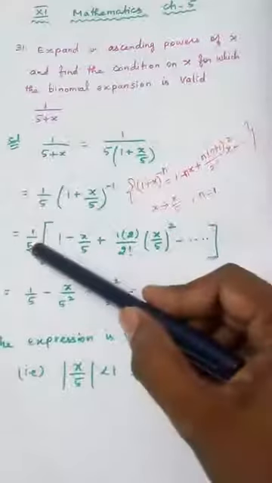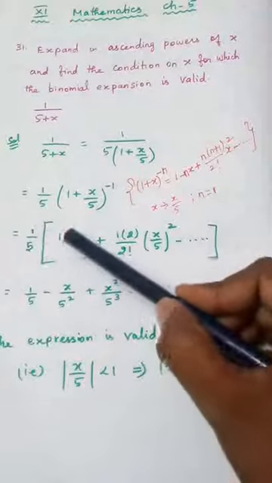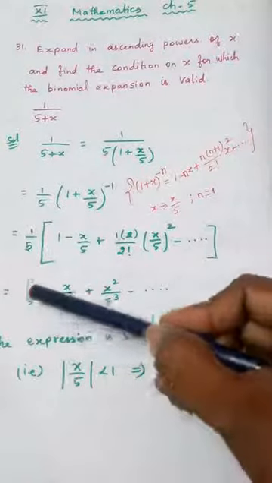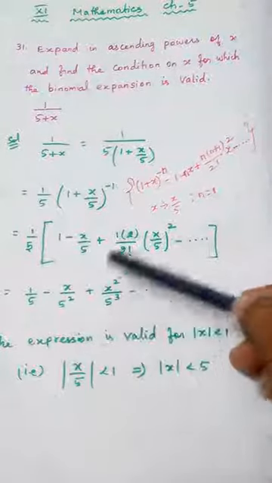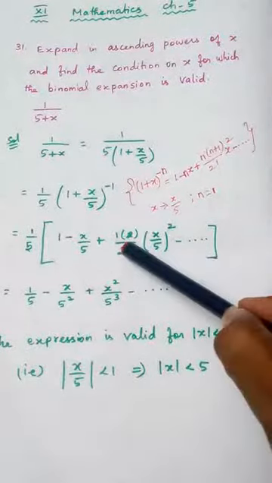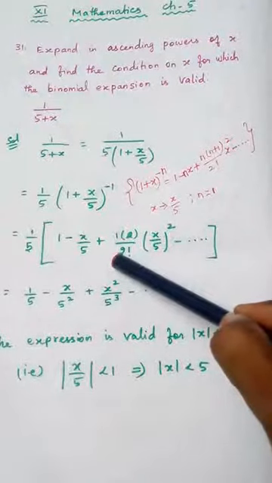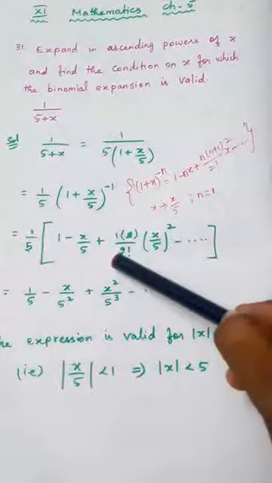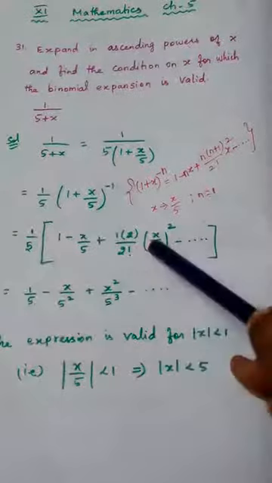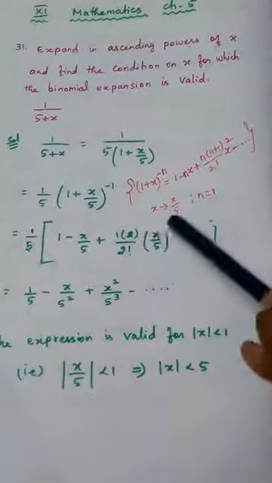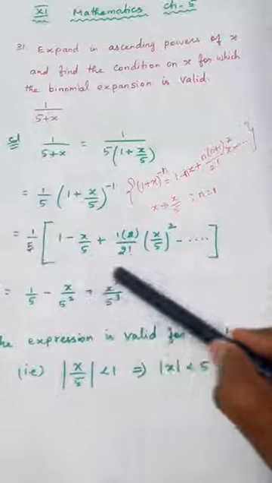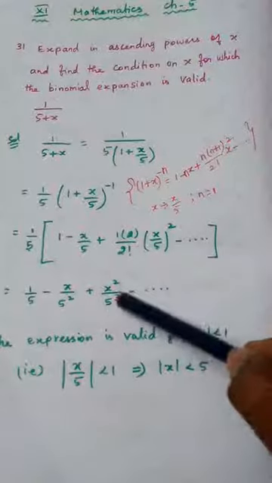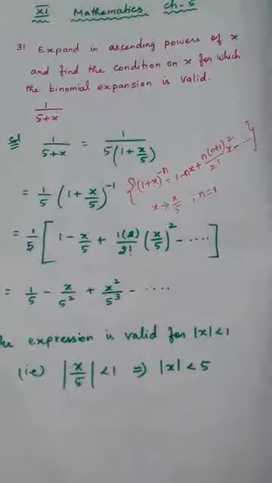So when we take 5 inside, what happens? 1 by 5 into 1, 1 by 5. 1 by 5 into minus x by 5, minus x by 5 square. If you simplify, this 2 and 2 will get cancelled, because 2 factorial means 1 into 2. So definitely these two will get cancelled. If you bring 5 inside, it becomes x square by, already 5 square is here. If you combine this, it becomes 5 power 3 minus, etc.